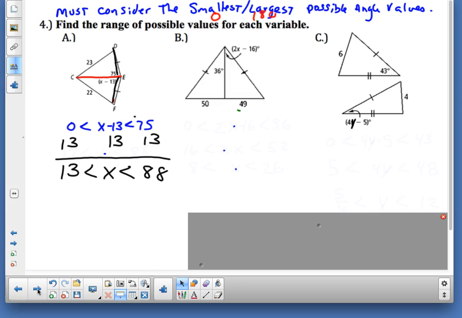Now, hopefully you see that 36 is the largest angle in this relationship because it's opposite 50. 2x minus 16 is the smaller angle. It's opposite 49. Okay, well, I'm going to set it up, and 0 is my smallest because I have to have a bottom. I have to have the absolute bottom considered. Okay, so I'm getting a range of angle values.